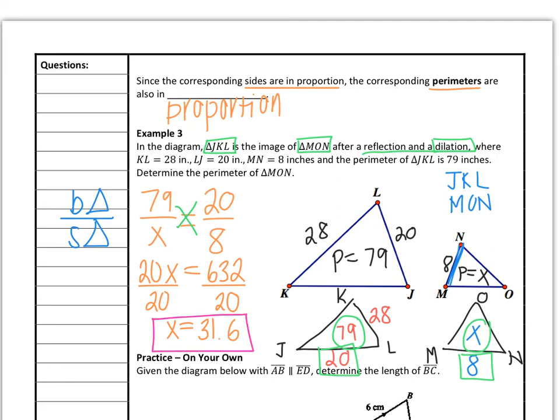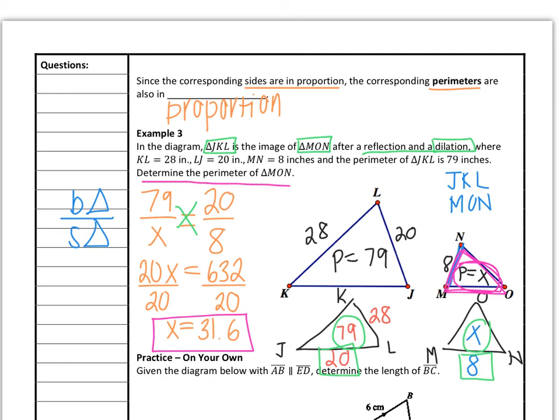So therefore, we go back and check to make sure we answered the question right. Determine the perimeter of MON. Well, that does mean that the perimeter right here, going all the way around this shape, would be 31.6. You also just want to check the validity of your answer. Does it actually make sense? Well, this perimeter was 79, so this perimeter should be smaller, because this is definitely our smaller triangle. 31.6 is smaller than 79, so it works.